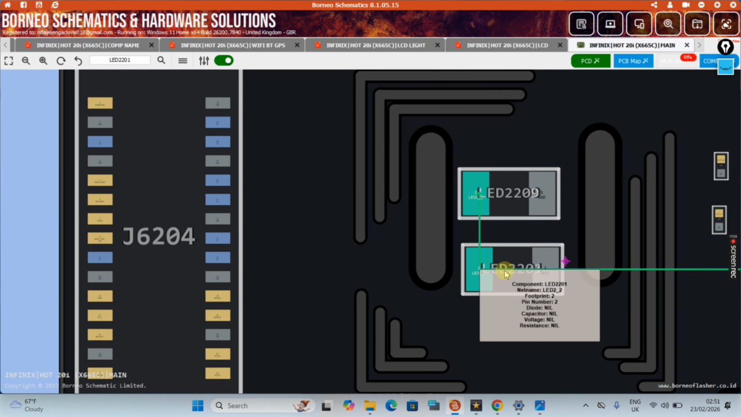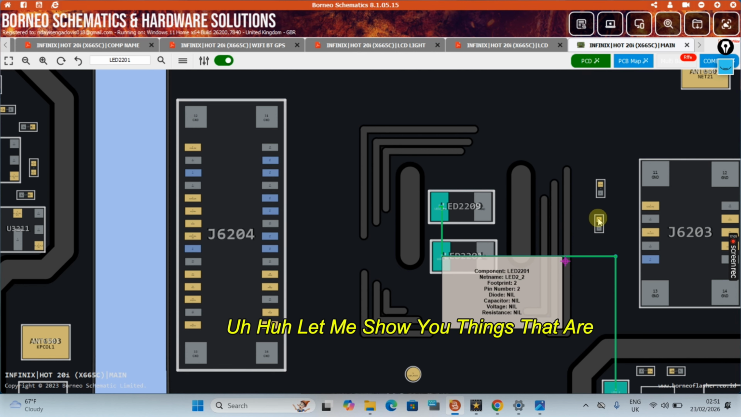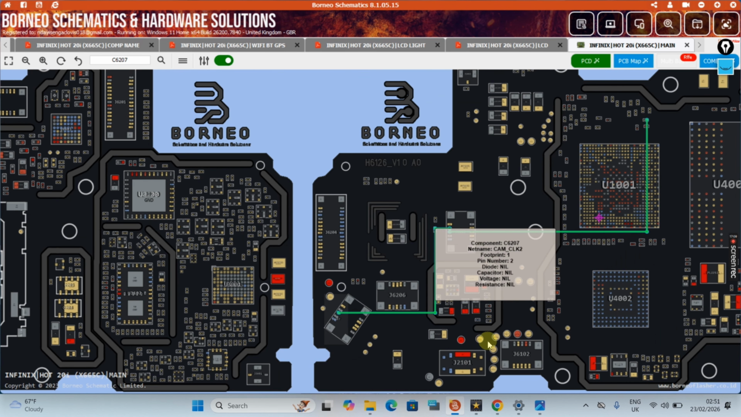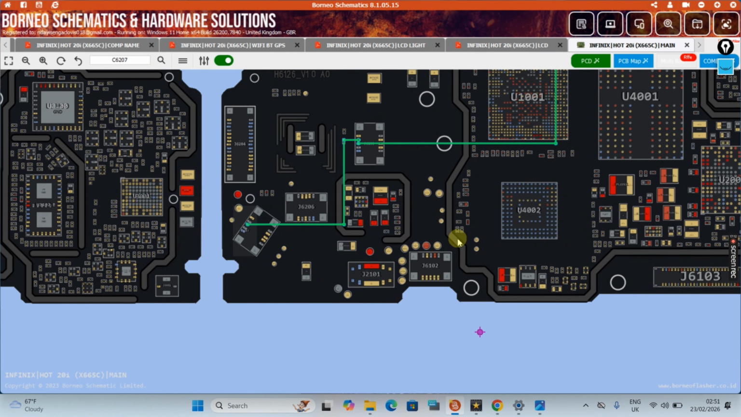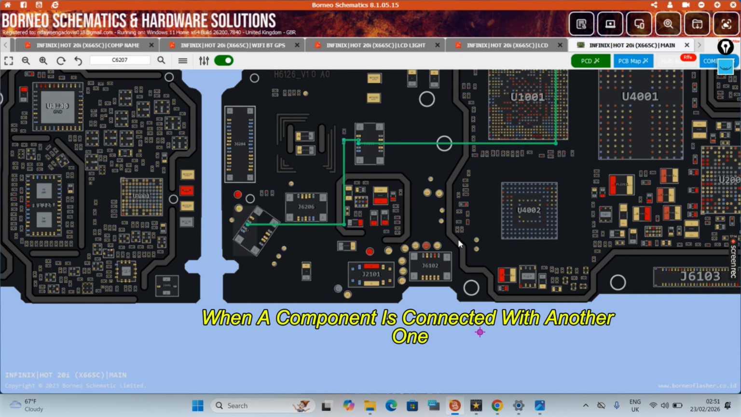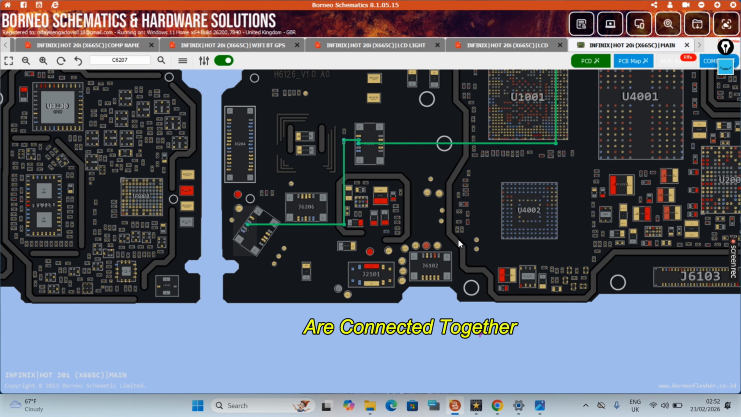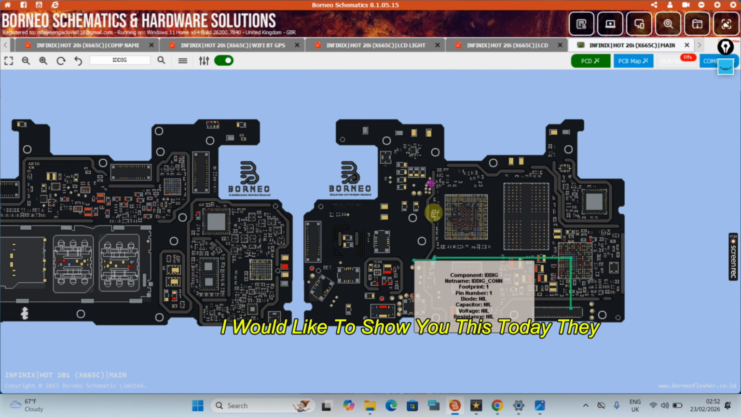Let me show you things that are connected in series. When a component is connected with another one in series, it means that the positive line and the negative line are connected together. Okay, I would like to show you this today.